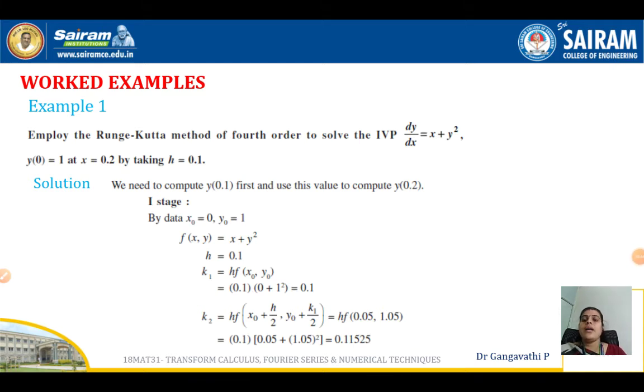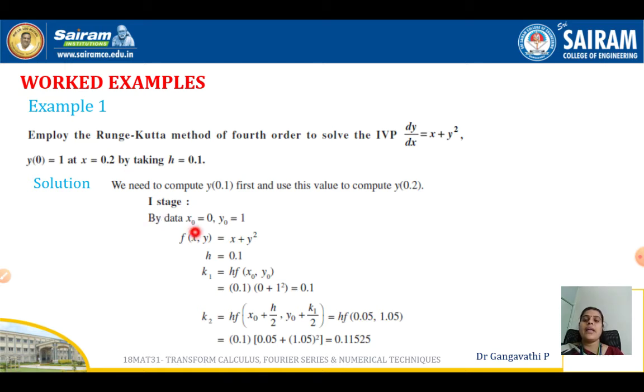Yeah, so here let us try to solve the problem. We need to compute y of 0.1 first, because it asks us to take h is equal to 0.1 and use the value to compute y of 0.2. So consider it as stage 1. At x is equal to 0.1 is stage 1, and x is equal to 0.2 will be our stage 2.